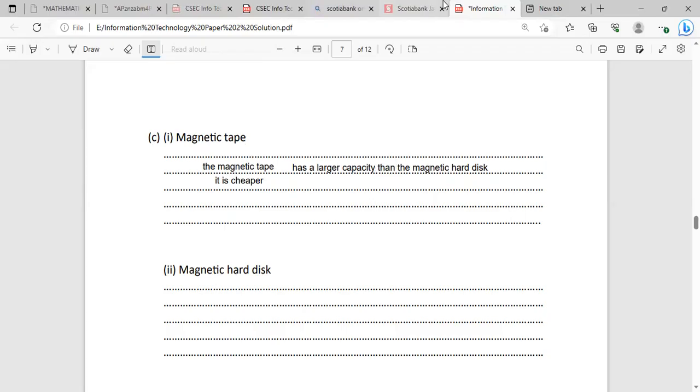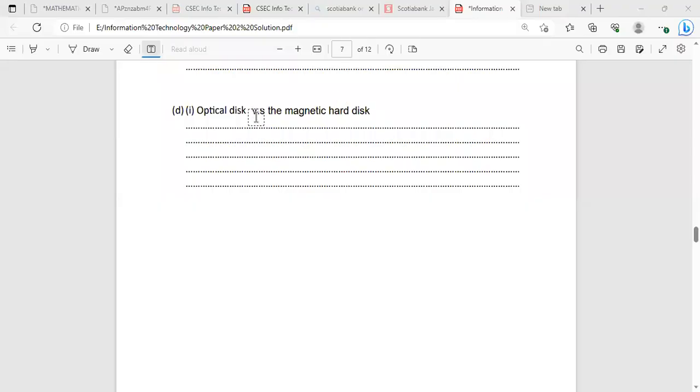Let's go. Welcome, guys, again. So let's look at the optical disc versus the magnetic hard disk. Remember, we're supposed to list the advantage of the optical disc and then the disadvantage of the optical disc versus the magnetic disc. Just in case someone is just joining, you need to watch back the tape from the very front.